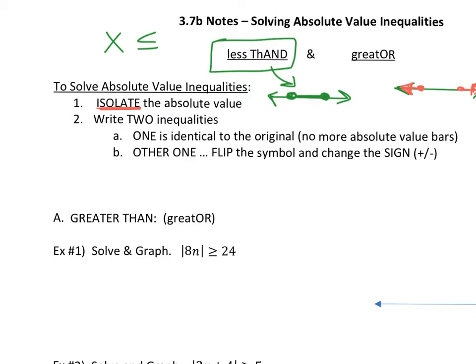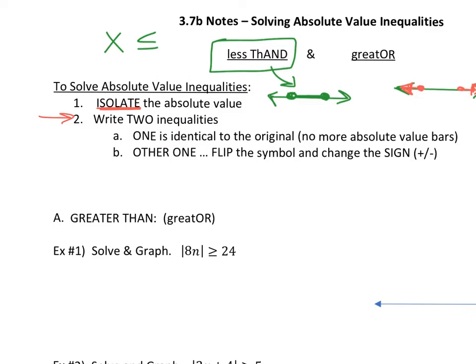Your second step in solving, once you have isolated, and most of them today will be isolated for you already. I'm going to show you one where you have to do a little bit of isolating. Most of them you're going to pick up right here. So you're going to write 2 inequalities. Just like yesterday, once we isolated, we wrote 2 equations, right? One was positive, one was negative. Today you're doing the same thing. You'll have one positive and one negative. However, now you have a symbol that goes with it: less than, greater than, less than or equal to, greater than or equal to.